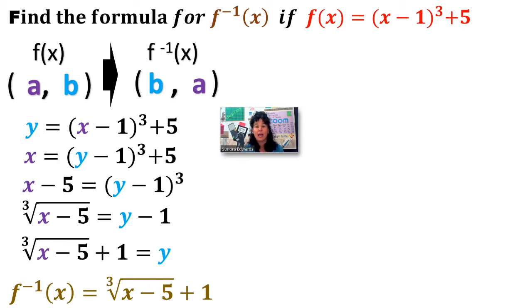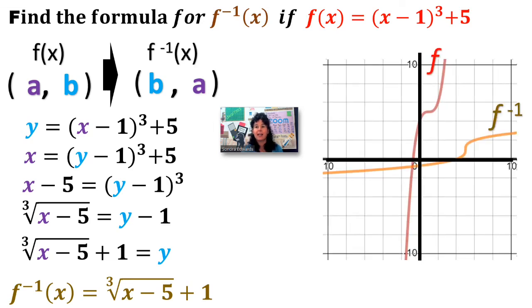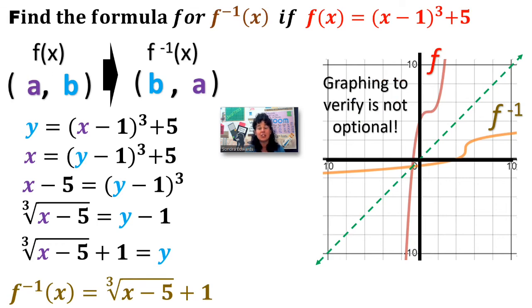All right, now let's go ahead and graph both f and f inverse on the same graph. You can head over to Desmos or grab your graphing calculator to do that. So here I've graphed f, and then there's the graph of f inverse. Notice that f inverse is the reflection of f over that y equals x line. Now, it is not an option to verify graphically. You need to do this step.